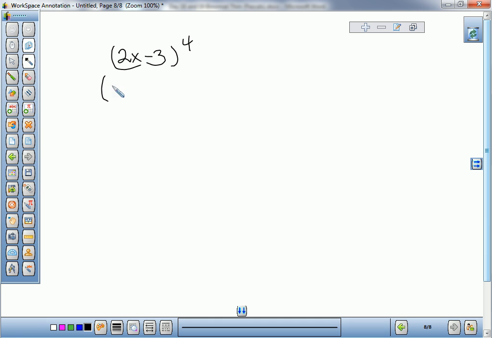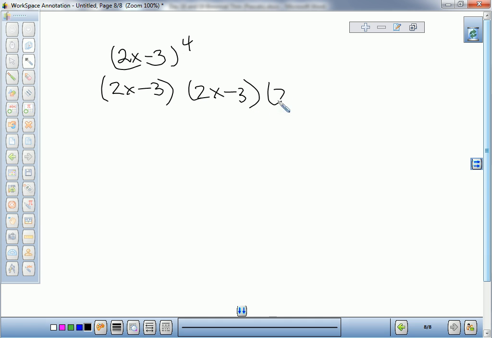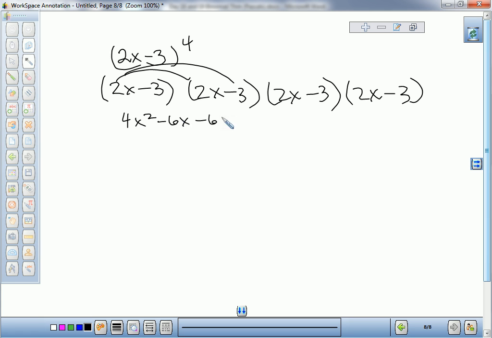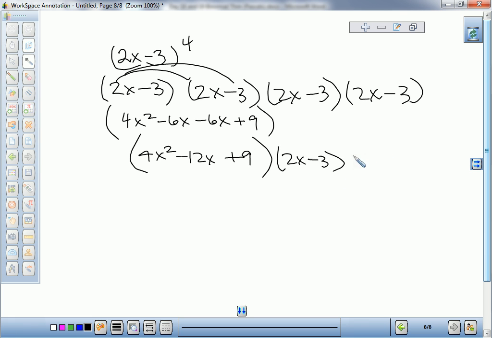2x minus 3 to the 4th is 2x minus 3 times 2x minus 3 times 2x minus 3 times 2x minus 3. So we have to distribute it. You have to do that with every single one? Okay? And then we could take this one now and distribute through, and then take this one and distribute through, or I could multiply those two next. I'll do that.